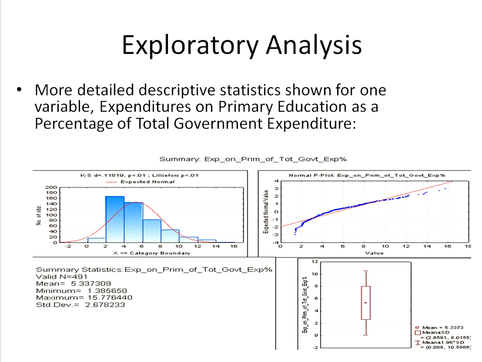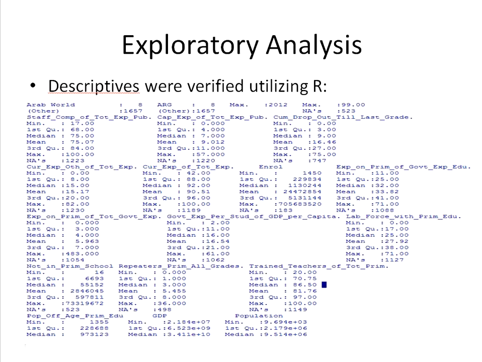This is more detailed descriptive statistics for one of the variables, which is expenditures on primary education as a percentage of total government expenditure. As you can see over here, the values almost form a bell-shaped curve. If anything, it's a bell-shaped bell. And then over here you have some of the statistics as well: the mean, the minimum, the maximum, and the standard deviation.